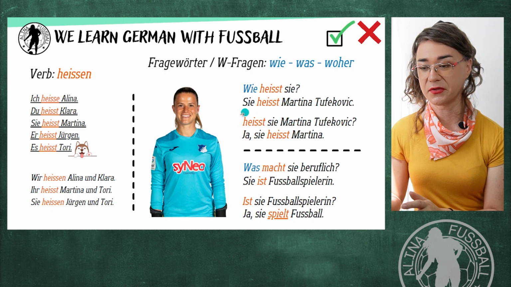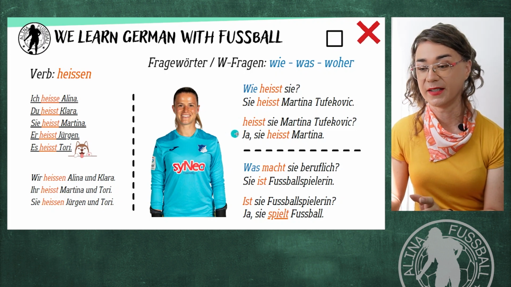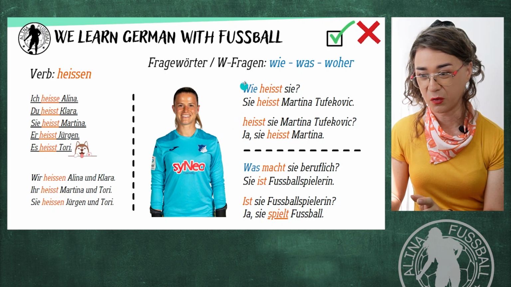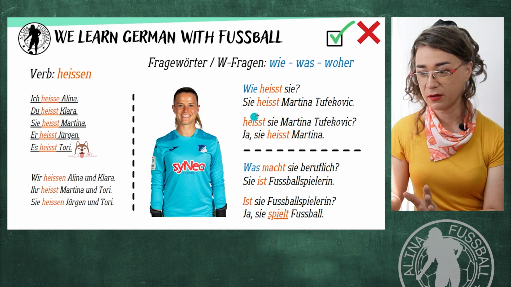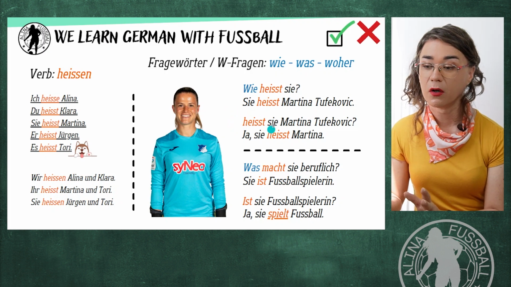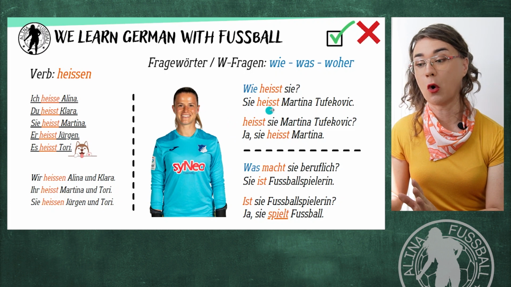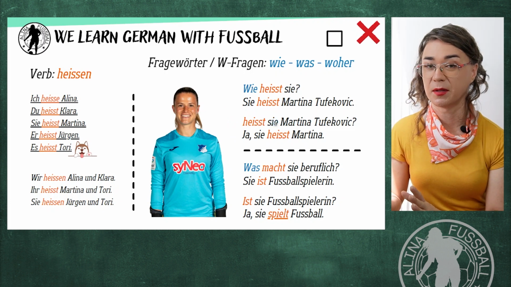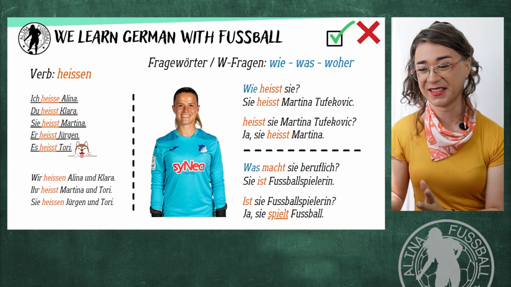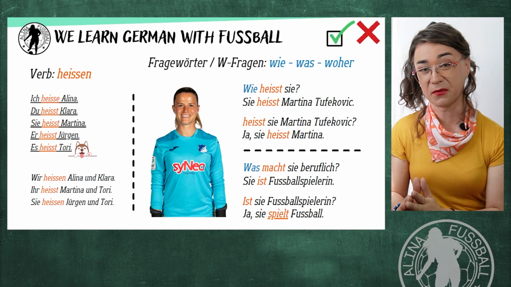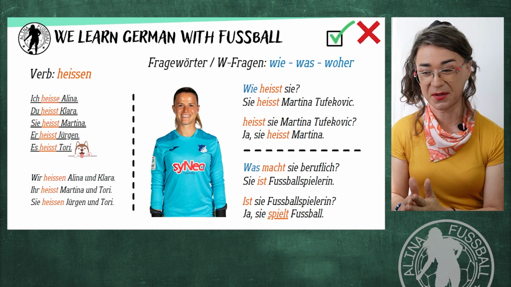Now the second question. Notice that in the second question we don't have the w-Frage. We don't have wie here, we don't have was, no. So then again, the verb goes before the personal pronoun. It starts the question. Let's read it. Heißt sie Martina Tufekowicz? Ja, sie heißt Martina Tufekowicz.